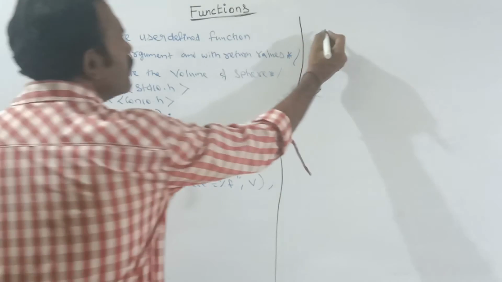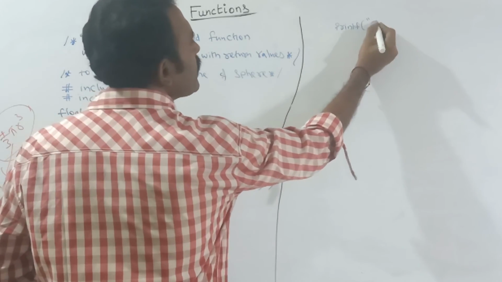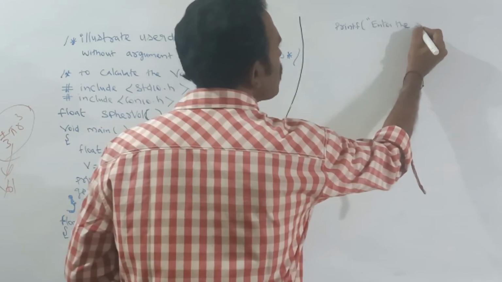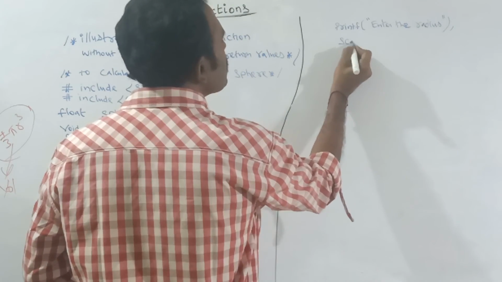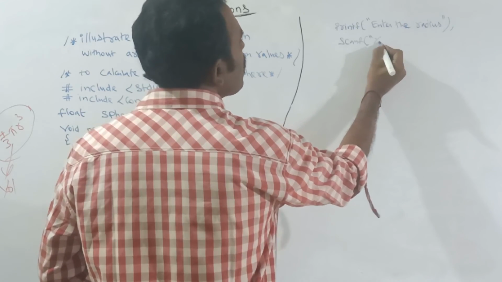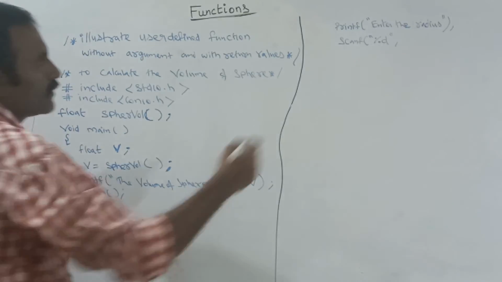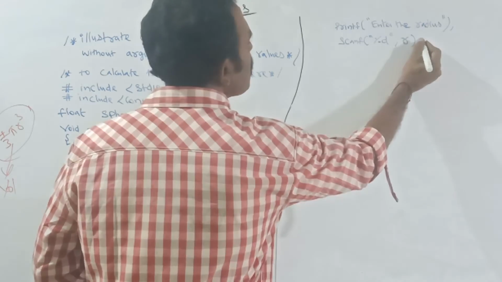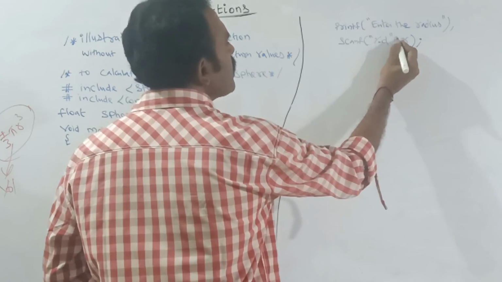Next, printf, enter the radius. Next, with the help of the scanf function, I am getting the value for radius r. Before r you should use the ampersand.